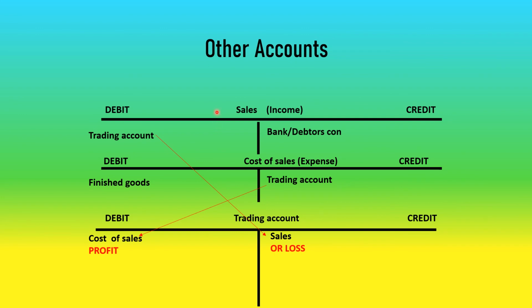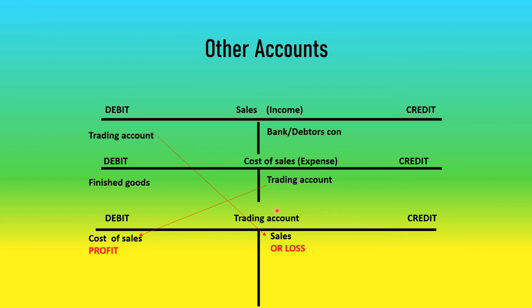Our next general ledger account is cost of sales, which is an expense account. So when goods are sold, we record the cost price that we paid to the supplier on the debit side. We record it as finished goods or inventory on the debit side, but remember it is only for the goods that are sold. And then you close it off with the trading account balance on the credit side.